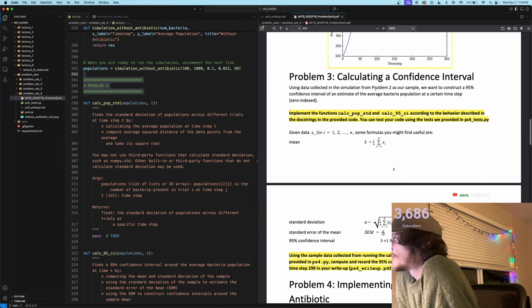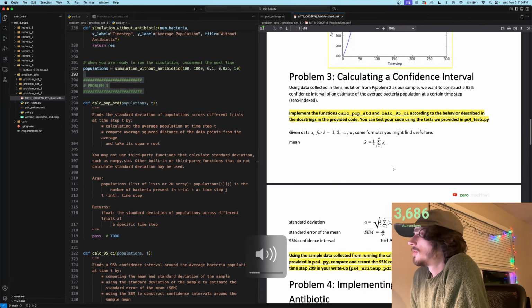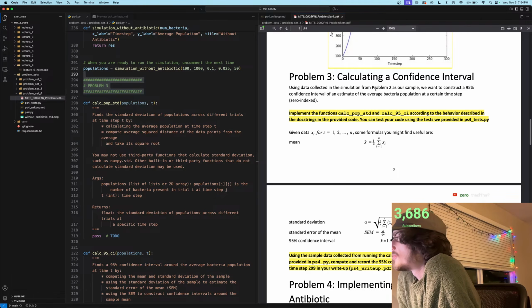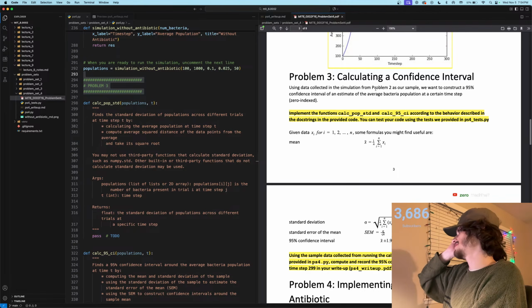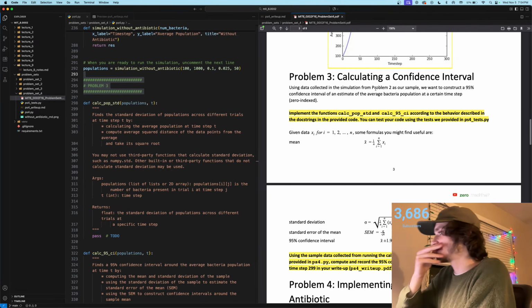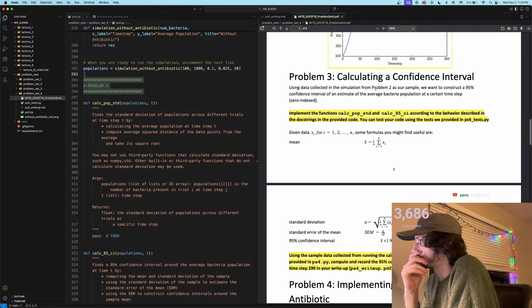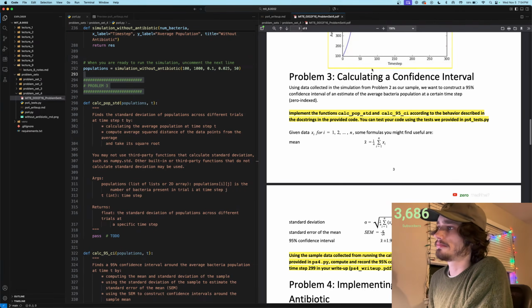Calculating a confidence interval. Using data collected in the simulation from problem 2 as our sample, we want to construct a 95% confidence interval of an estimate of the average bacteria population at certain time step, 0 indexed. Given data x index i for i from 1, 2, all the way to n, some formulas you might find useful are the mean formula, standard deviation, standard error, 95% confidence interval.